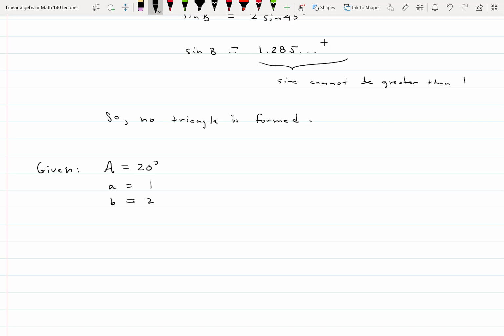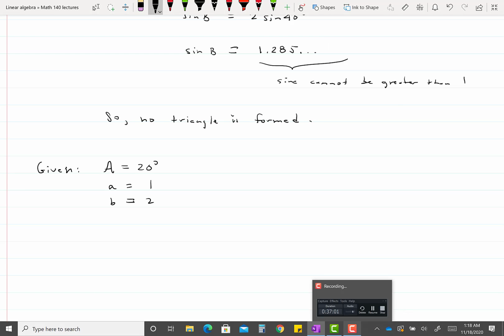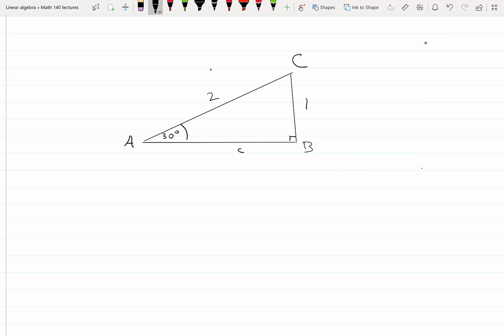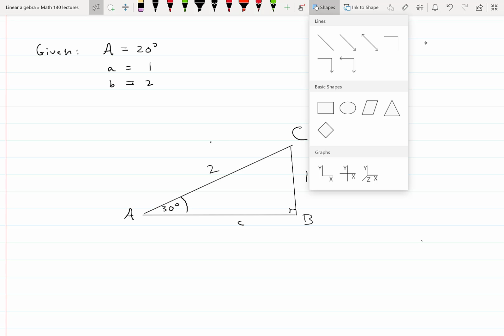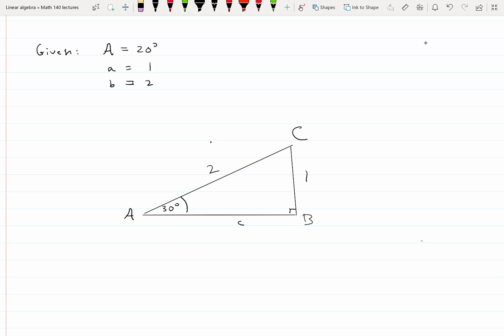Okay, just as a reminder, what happened in the first case when we had that right angle solved. This was the first case where A was 30 instead of 20, and small a was 1, small b was 2. And it turned out there was a triangle formed. Now, imagine that we decrease 30 by 10 degrees, but we leave the other sides of length 2 and 1 the same.